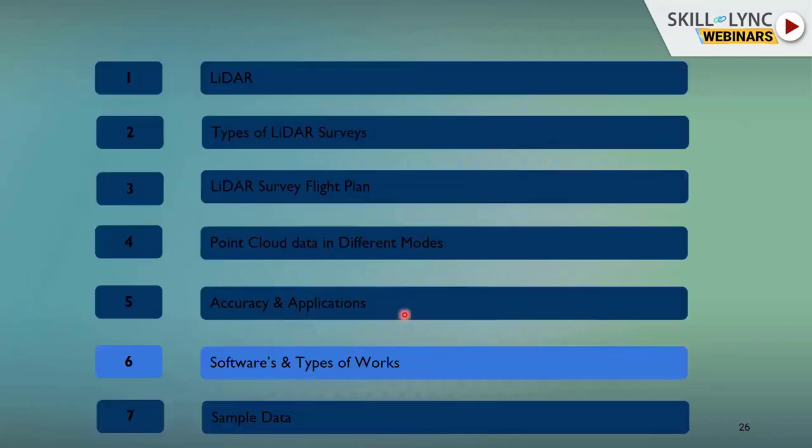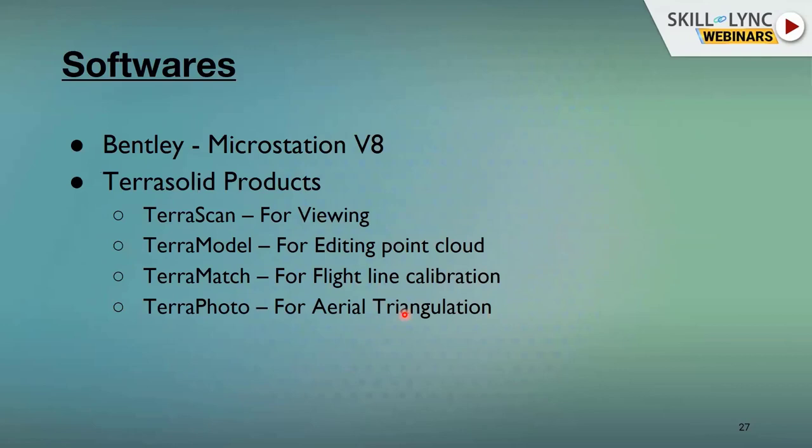As I said, there are two different parts involved in these technologies. One is the data acquisition part, and the second one is data processing. For data processing, what software are people using? Majorly people are using Bentley MicroStation and TerraSolid products. These are the backbone software for airborne LiDAR data processing, or mobile LiDAR data processing, or for point cloud classification, or 3D vector mapping extraction. People prefer these software.